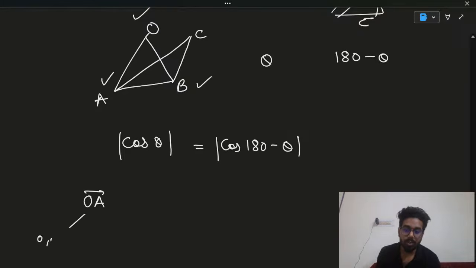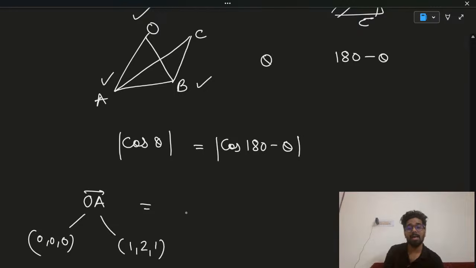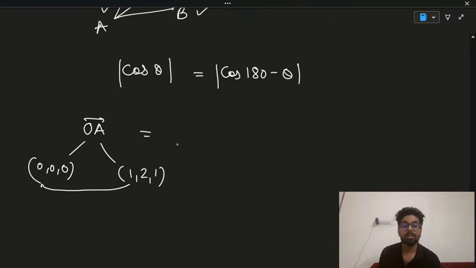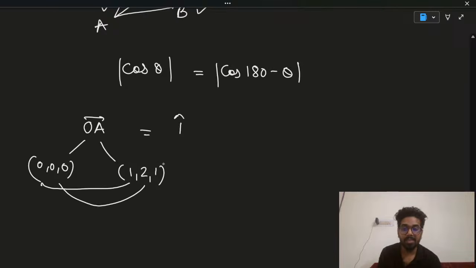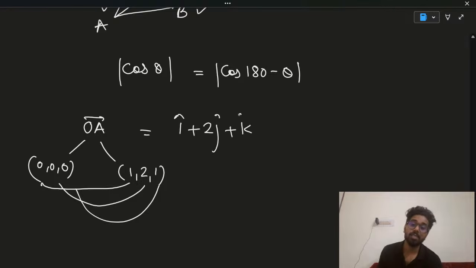O is 0, 0, 0 and A is 1, 2, 1. Now what is OA vector? It's 1 minus 0, so I cap. It's 2 minus 0, so it's 2j cap. It's 1 minus 0, it's k cap. This is OA vector.